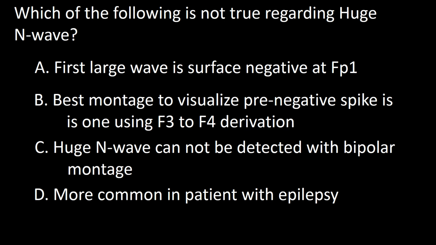Next question. Which of the following is not true regarding huge N waves? A. First large wave is surface negative at FP1. B. Best montage to visualize pre-negative spike is one using F3 to F4 derivation. C. Huge N wave cannot be detected with bipolar montage. D. More common in patients with epilepsy.